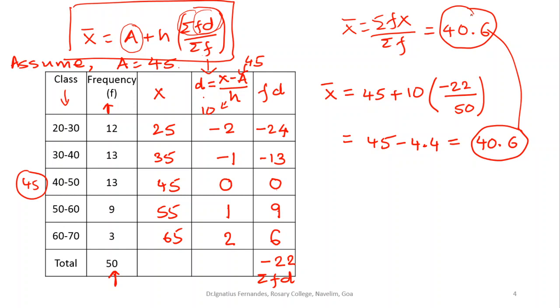So what we did was simplify the procedure. Instead of dealing with big values like 12, 25, 13, 20, 35, 45, 55, 65, the computation becomes very easy because we are using this step deviation method. Just as we calculated the arithmetic mean using step deviation, also referred to as the assumed mean method, we can also find the standard deviation similarly, as a continuation of this process.